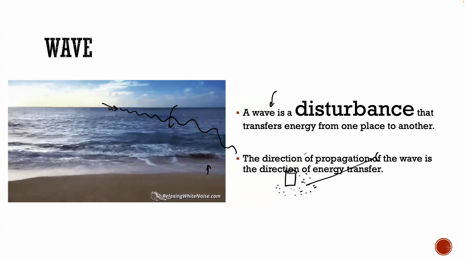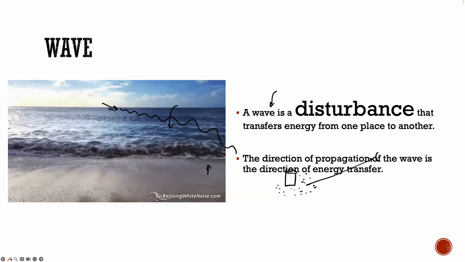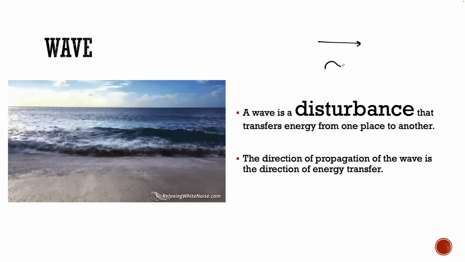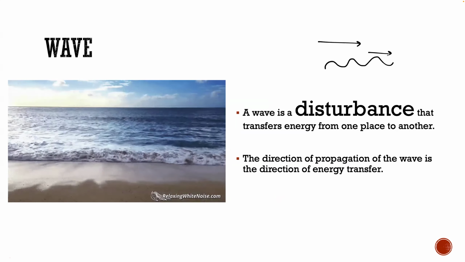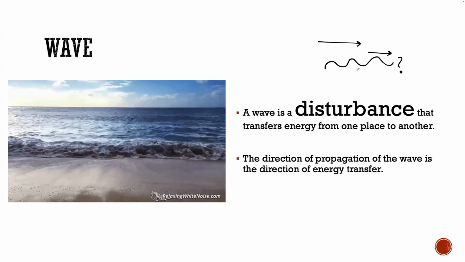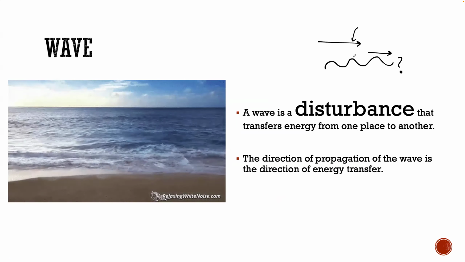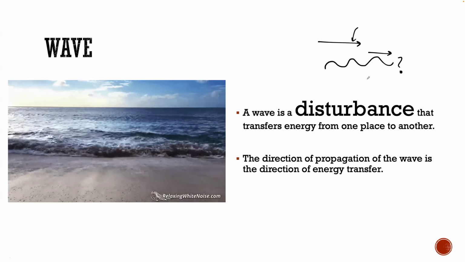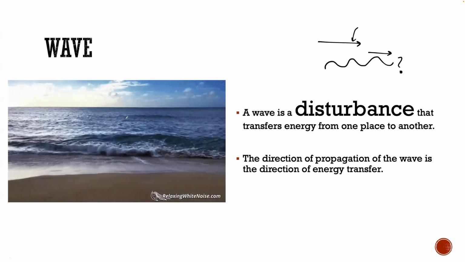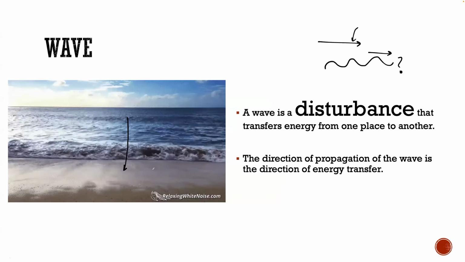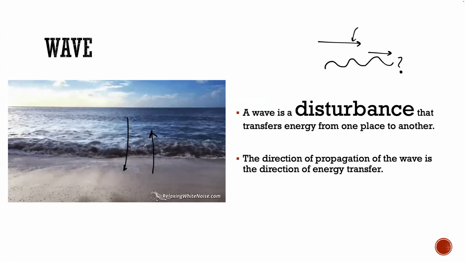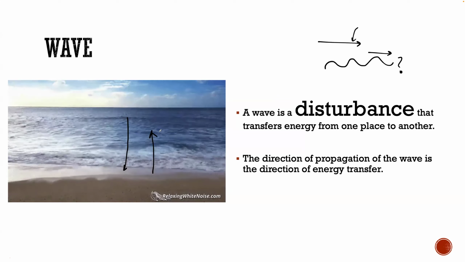The direction of propagation of a wave is the direction of energy transfer. If I ask you in future, what is the direction of energy transfer? It's basically the direction in which the wave is traveling, or vice versa. If I ask you what direction the wave is traveling, and you know the direction of energy propagation, that's the direction the wave is traveling. Best example, in which direction is this wave traveling? Obviously, the wave is traveling till here and again is moving back. How do I know that? It's just based on looking at how energy is being transferred.